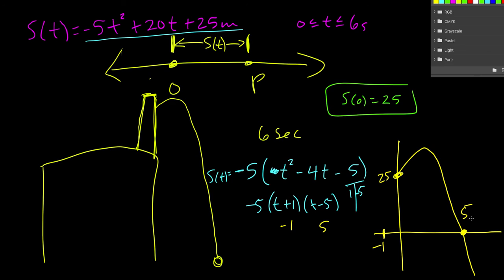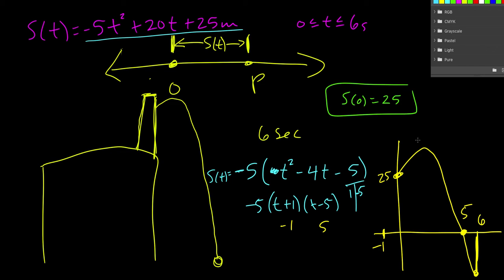Okay, now if we're assuming that this is like the top of the cliff, then we know this is going to occur at 6 seconds. Okay, so remember the x-axis is seconds. It's measuring the time.